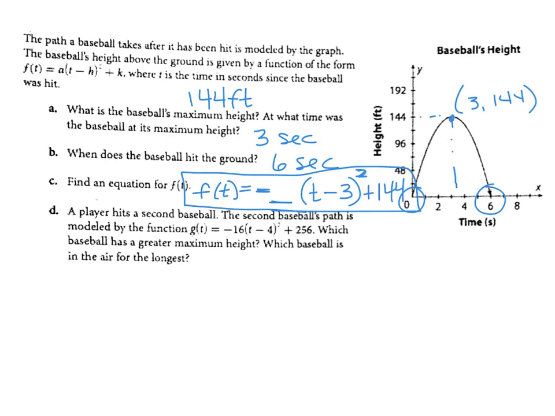And then question D. A second baseball is modeled by this function, this g of x equation that they give us. Which baseball has a greater maximum height? Which one is in the air for the longest? We can either graph that or use the table in the calculator. To find the maximum height, I can look at the vertex. This one has a vertex of 4, 256. So this one definitely has a higher height.